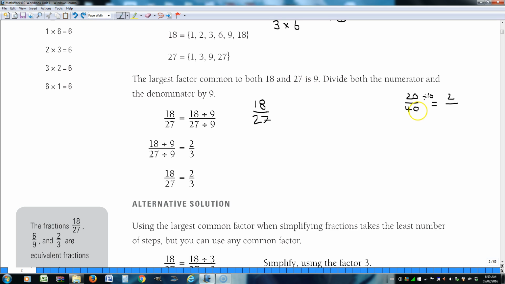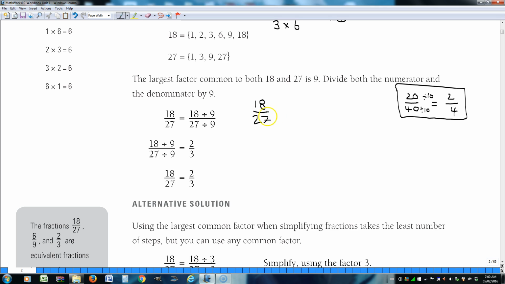But if we divide the bottom by 10 as well, in our reduction, then 20 divided by 10 is 2, 40 divided by 10 is 4. Now that looks correct because 2 over 4 is a half, 20 over 40 is a half. So that just proves to you guys that if you're going to reduce a fraction, you have to divide the top and the bottom by the same amount if you want to make sure that these two fractions remain equal in their amount.